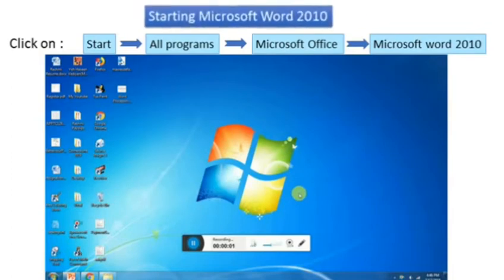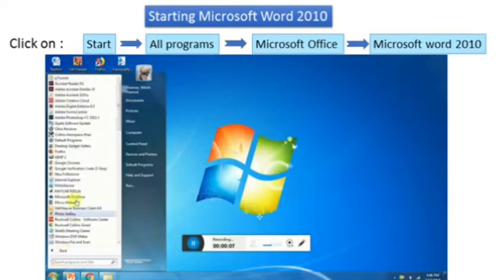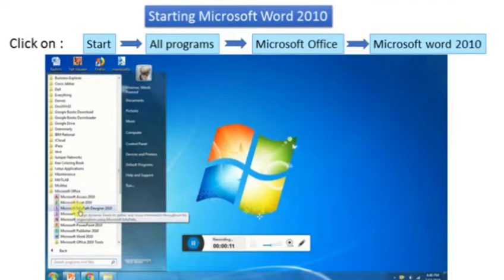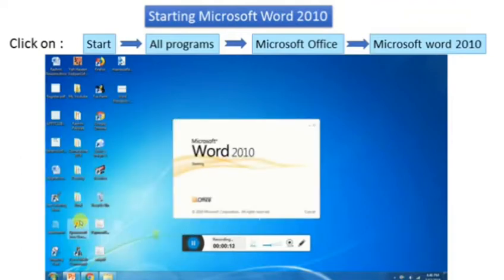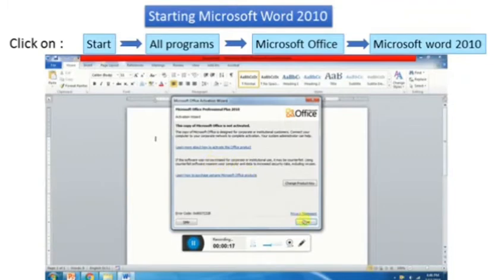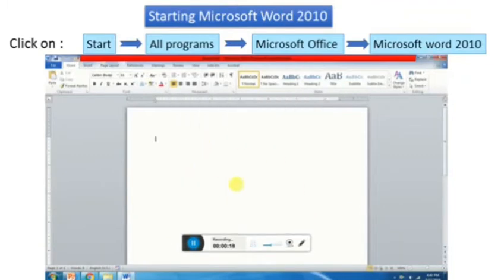Starting Microsoft Word 2010. To start Microsoft Word, you need to click on Start, All Programs, Microsoft Office and Microsoft Word 2010. The Word application opens a blank document with a new temporary name, Document 1, on the title bar.